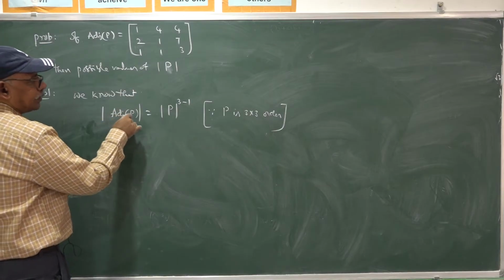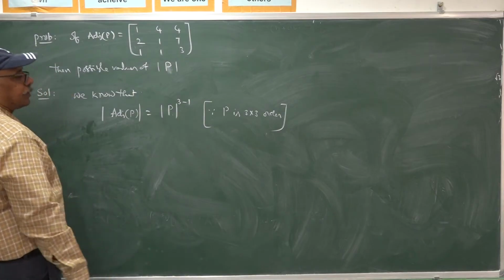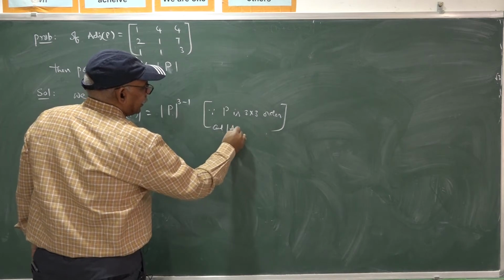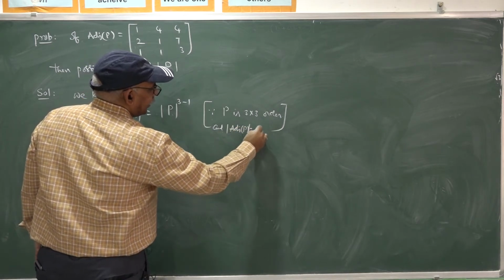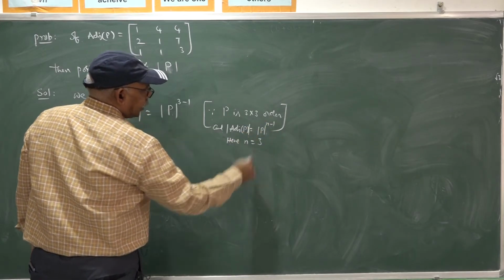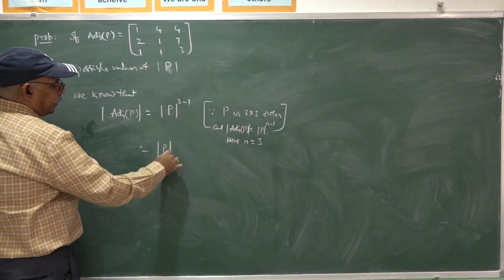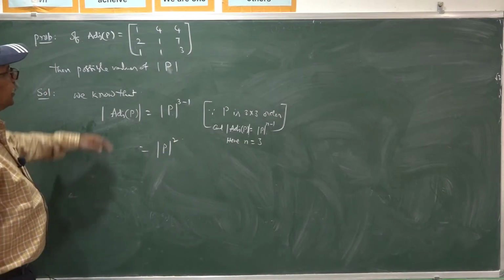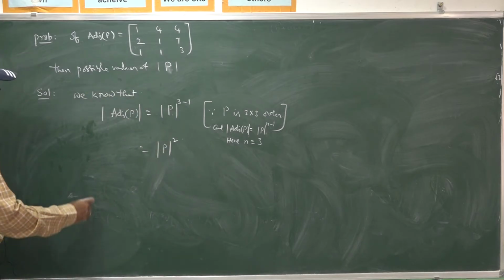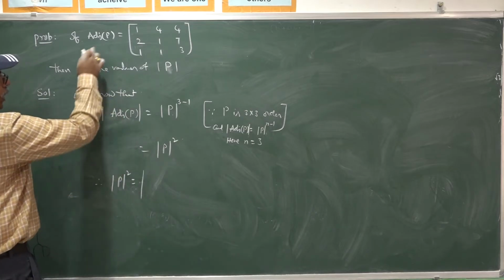So, the determinant of the adjoint of a matrix is the determinant of that matrix whole power n minus 1. That is our formula. The determinant of the adjoint of P is det P whole power n minus 1. Here n is 3. That is equal to det P whole square. Therefore, det P whole square is equal to the determinant of adjoint P.